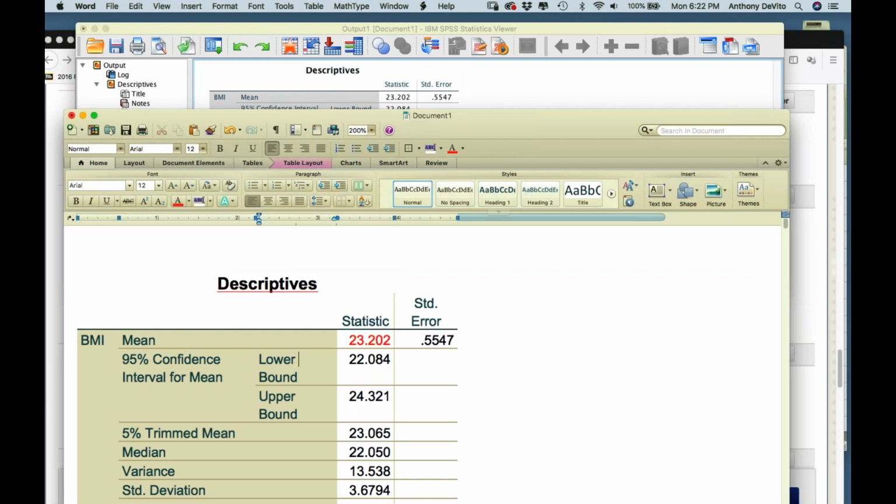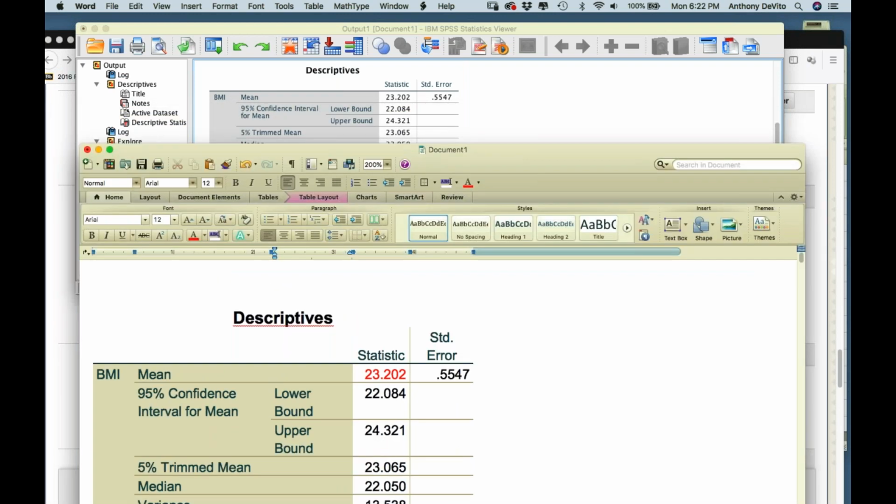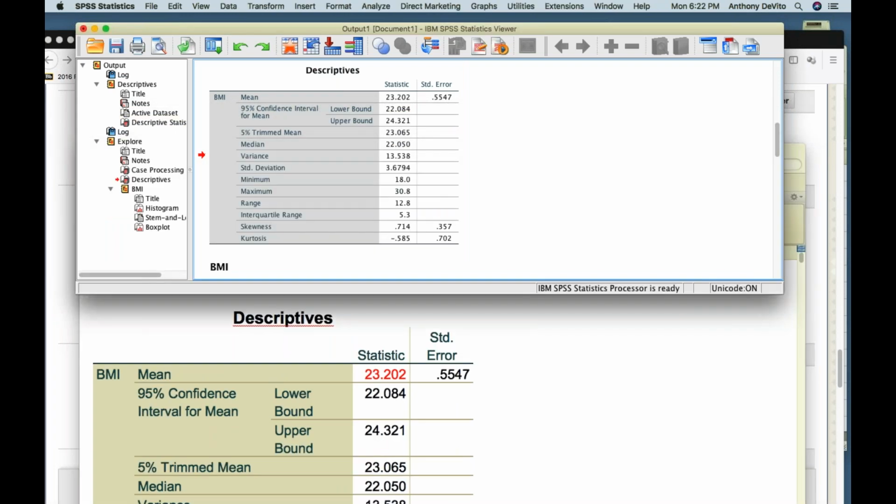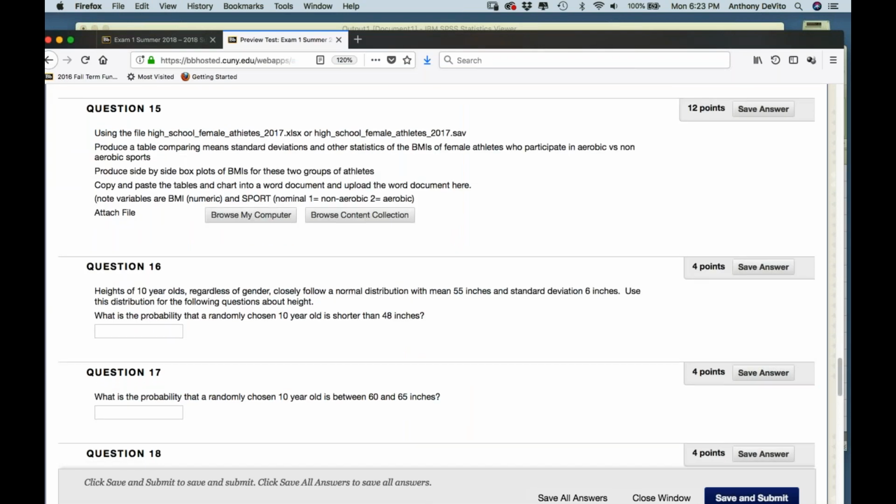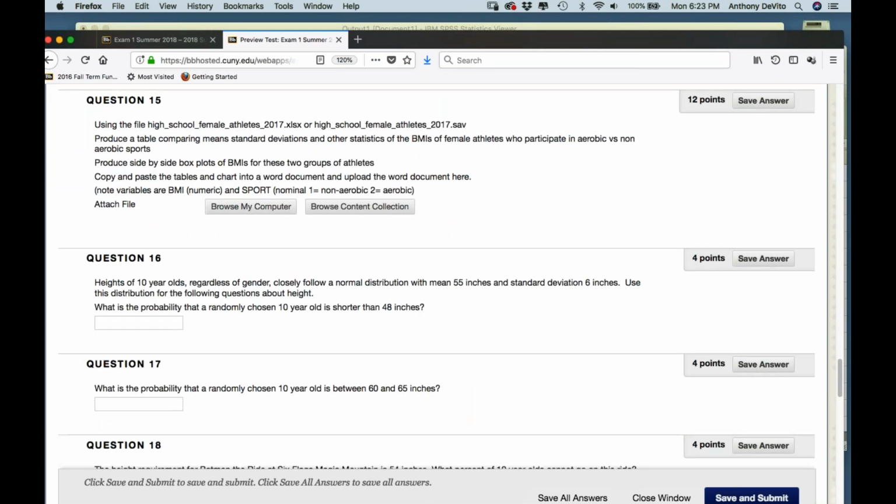I encourage you guys, use SPSS, use Word, use them together. Get as comfortable with them as you can, because as you move on, they're going to be valuable to you in these other courses as you work on it. Okay, let me go back and finish this up now.